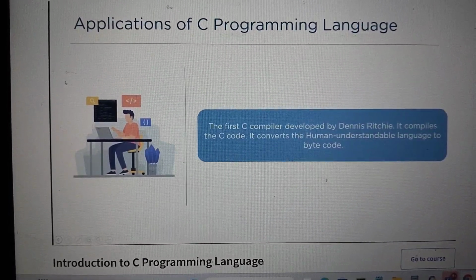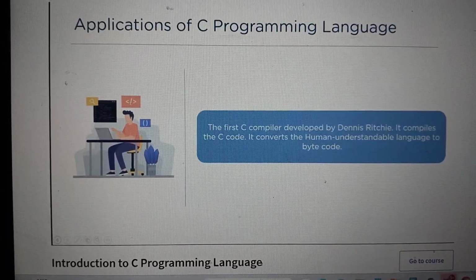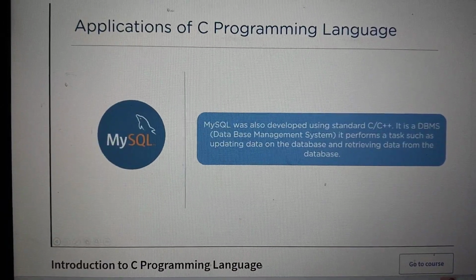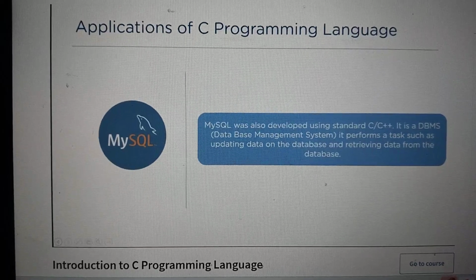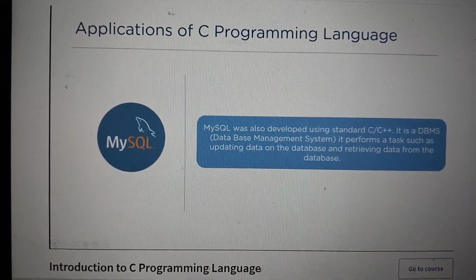C language is also widely used in designing compilers and interpreters. A compiler translates the code from human understandable format to bytecode. The popular database MySQL was also developed using C. The simplicity of C enables MySQL to perform data manipulation tasks with ease.